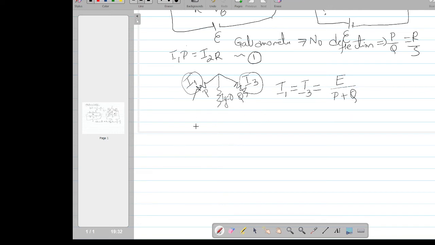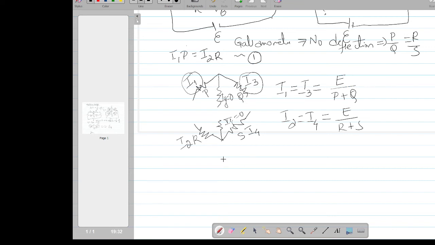And similarly, if we look at resistor R and resistor S, whatever current is flowing in the R resistor, the same current is flowing through this S resistor also, because this Ig is 0. So I can write I2 is equal to I4, and that is E divided by R plus S. So in equation number 1 we have I1P is equal to I2R.